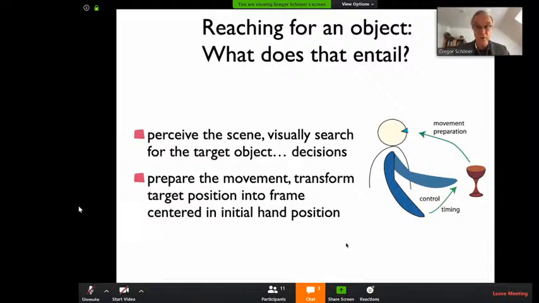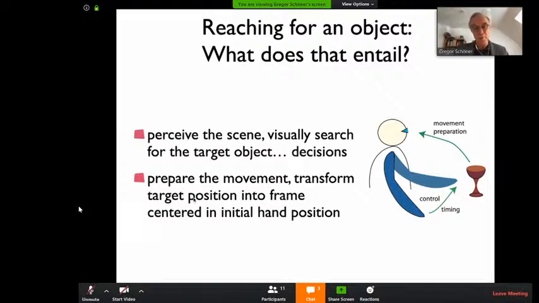And first thing you observe is that movement, of course, cannot be separated from perception. You need to have some visual information, perceptual information about the scene, about objects in the scene. You will typically direct your attention, for instance, your gaze, at the target object, little drawing here, that amounts to a visual search in many cases, and you will make decisions here, selecting an object and deciding to initiate perhaps a movement. And at some point you will prepare the movement.